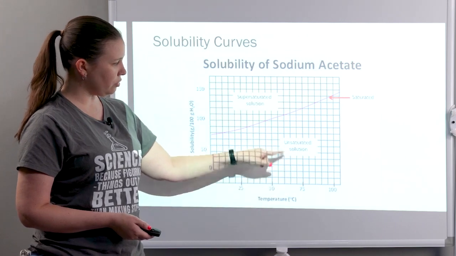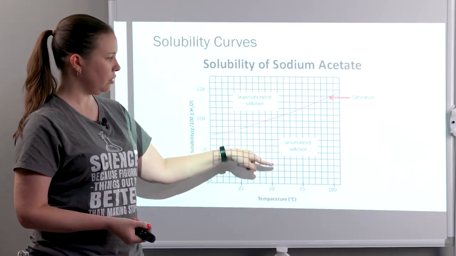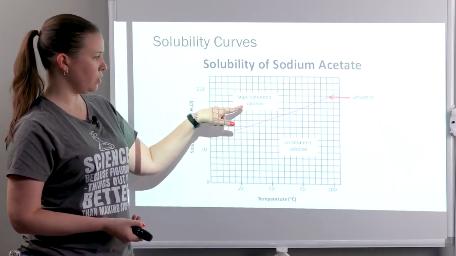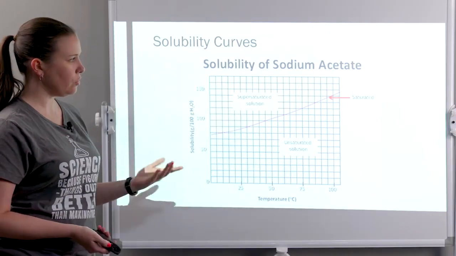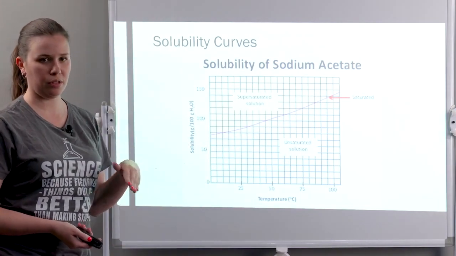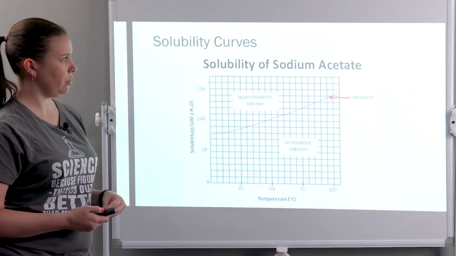And then if I'm under the line, if I have less solute than it could have, then that would be my unsaturated solution. Whereas if it turns out I have more dissolved than I'm supposed to have, that would be my supersaturated solution. So the saturated solution is when you hit the solubility exactly, and then above or below you have the unsaturated versus the supersaturated.